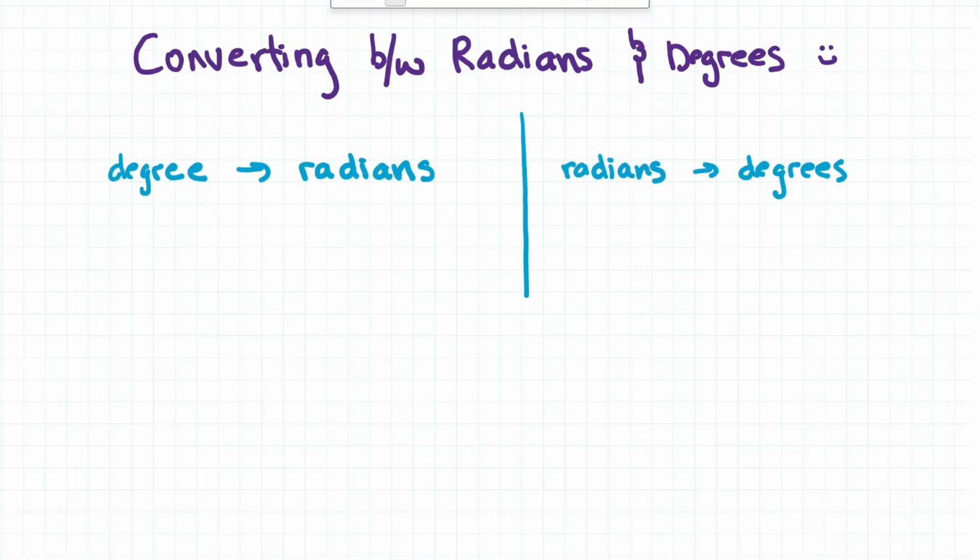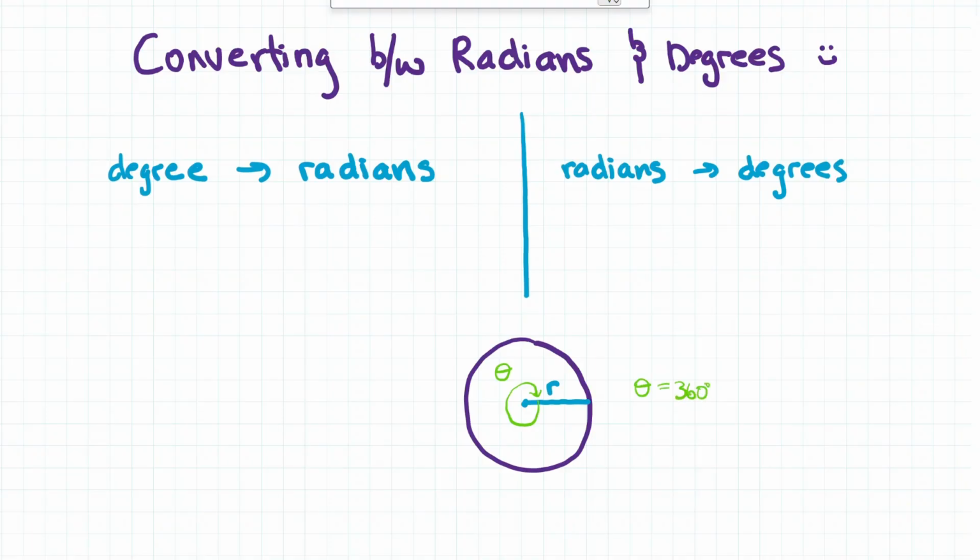Okay, so degrees and radians are two different ways that we can represent an angle. So let's consider that we have some circle over here, and the circle has a radius of r. So when we sweep the circle, we're sweeping out an angle. So if we sweep out this whole circle here, we can represent this as theta. So for a whole circle, we know that theta is going to be equal to 360 degrees. That's just a fact of circles.